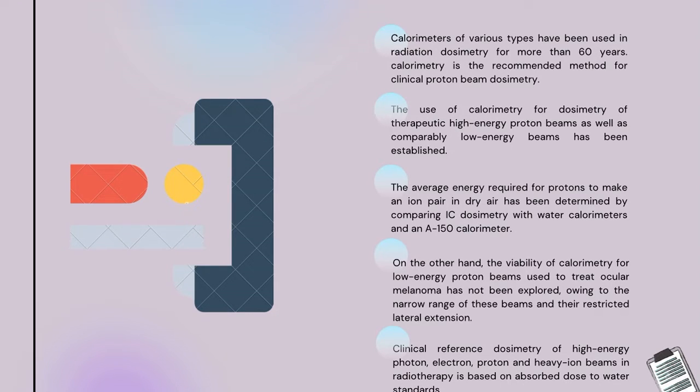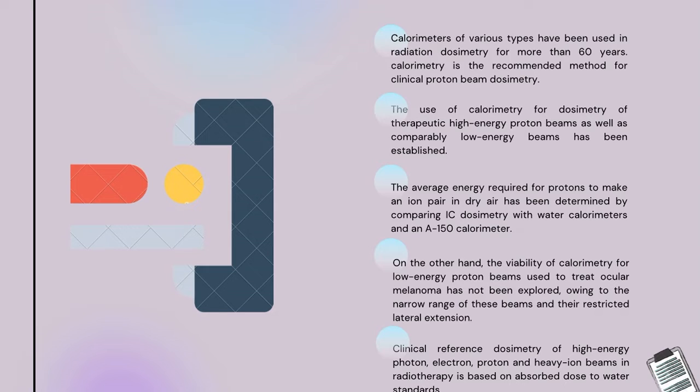According to several sources, calorimetry is the recommended method for clinical proton beam dosimetry. The International Atomic Energy Agency recommends employing an ionization chamber with an absorbed dose to water calibration factor, or alternatively a measured beam quality correction factor, for dosimetry in the clinical proton beam. Despite this, there are currently no long-term calorimetric-based primary standards for protons. The use of calorimetry for dosimetry of therapeutic high-energy proton beams, as well as comparably low-energy beams, has been established.